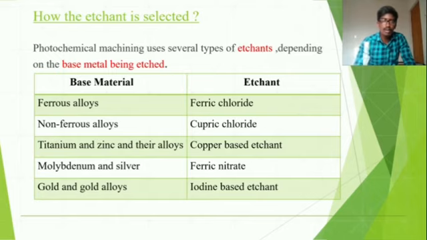For ferrous alloys, ferric chloride etchant solution is used. For non-ferrous alloys, cupric chloride etchant is used. For titanium and zinc and their alloys, copper-based etchant is used. For molybdenum and silver, ferric nitrate etchant is used. For gold and gold alloys, iodine-based etchant is used.